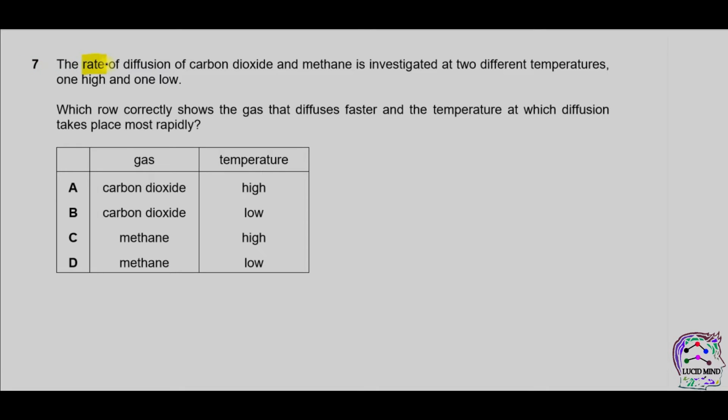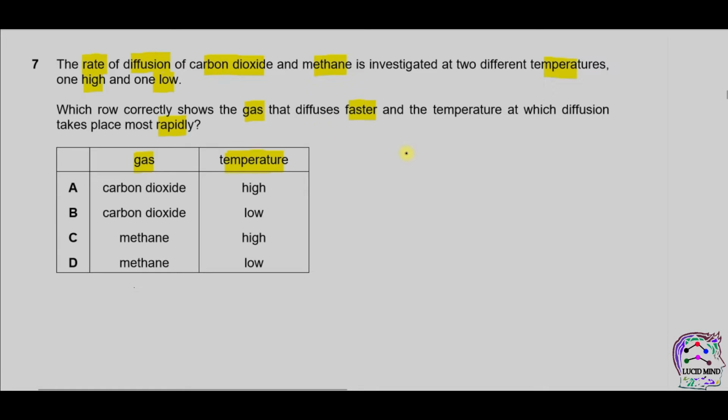Question 7. The rate of diffusion of carbon dioxide and methane is investigated at two different temperatures, one high and one low. Which row correctly shows the gas that diffuses faster and the temperature at which diffusion takes place most rapidly? So we have to find out the gas that diffuses faster and the temperature at which diffusion is faster.